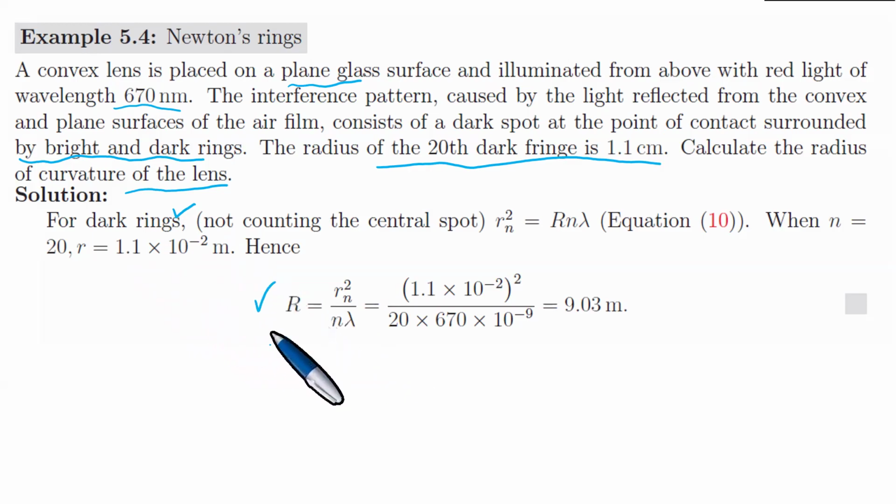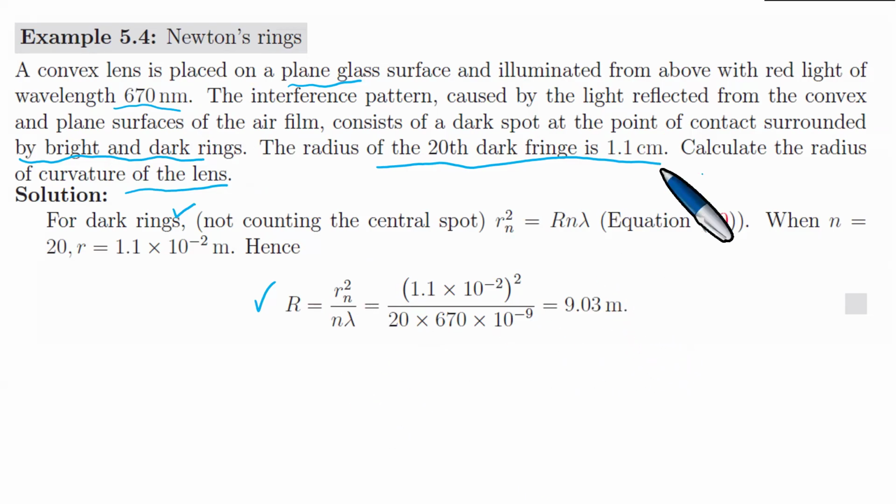So that in the end, what we're getting here is the following. R itself is Rn squared divided by n lambda. Now, if Rn is given, what is the radius? The radius of the 20th dark fringe, which means n is 20, is 1.1 times 10 to the minus 2, and you square it, with n as 20. The wavelength is 670 times 10 to the minus 9, because it's 670 nanometers.